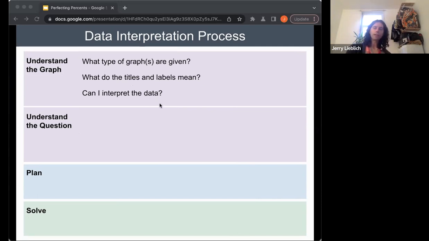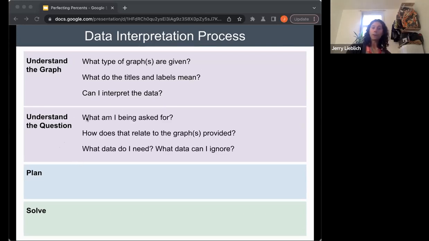And make sure you can actually interpret the data. So a good trick is to pick one data point on the graph, look at it and say, okay, do I know what that means? Can I explain that? Once we understand how to understand the graph, we have to understand the question.